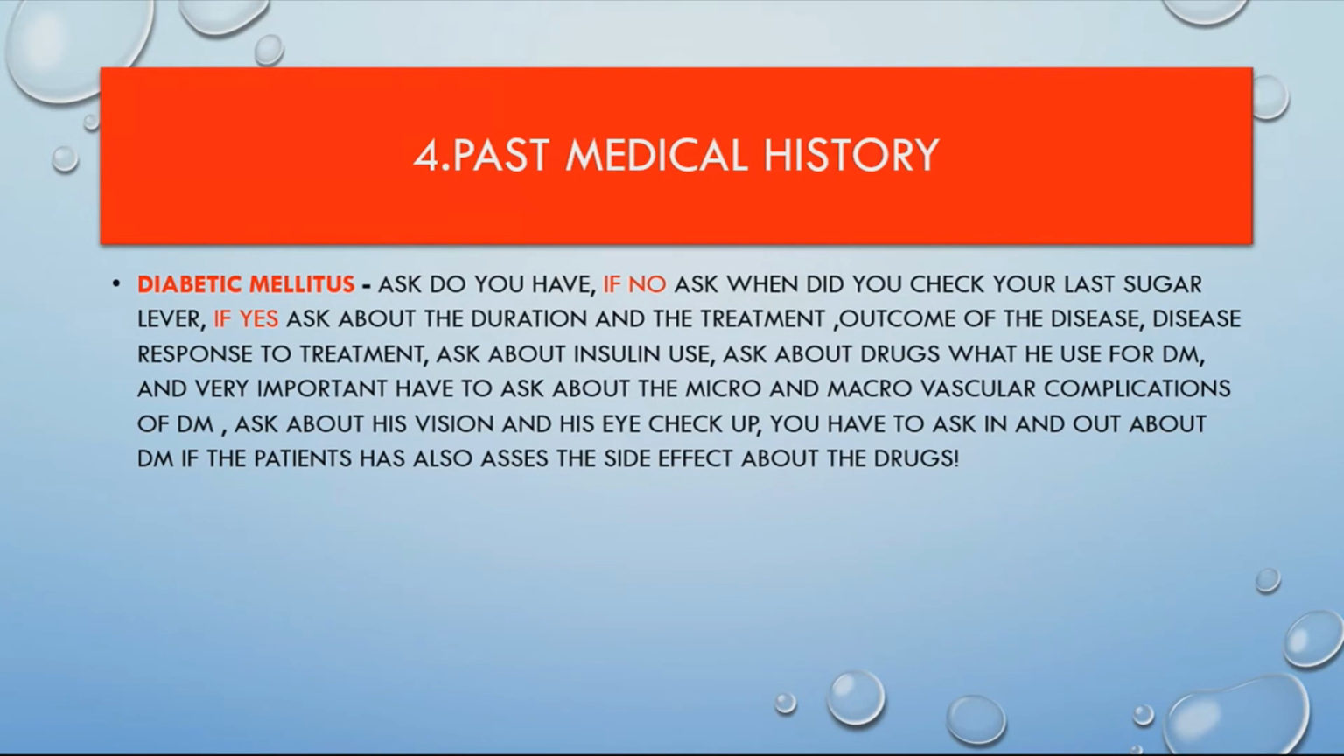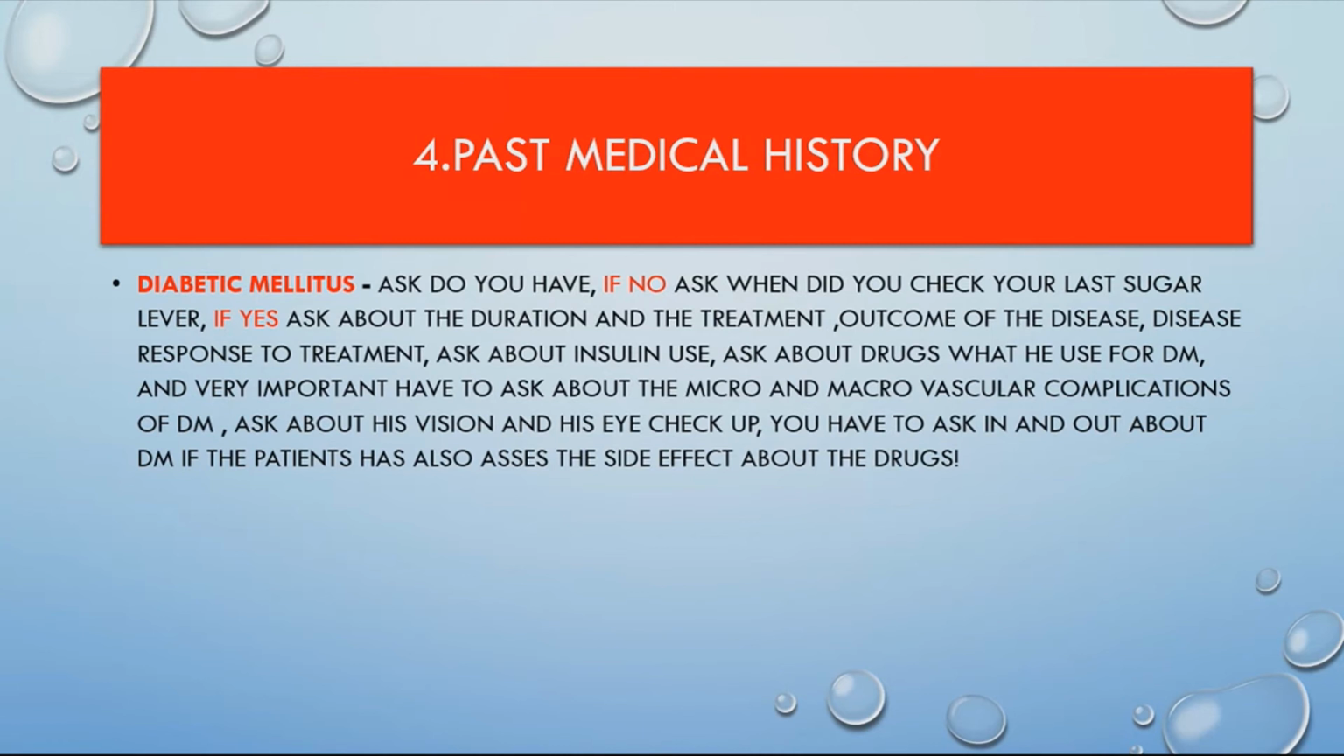So, diabetes mellitus, ask do you have it. If no, ask when did you check your last sugar level. If the patient says yes, I have diabetes mellitus, then ask about the duration and the treatment, what he is taking. He may be taking a drug such as metformin, or he may be taking insulin. So ask what do you use. And if he is taking metformin kind of drugs, we have to assess the patient for any organ failure because metformin is contraindicated in case of organ failure. So we have to change the drugs.